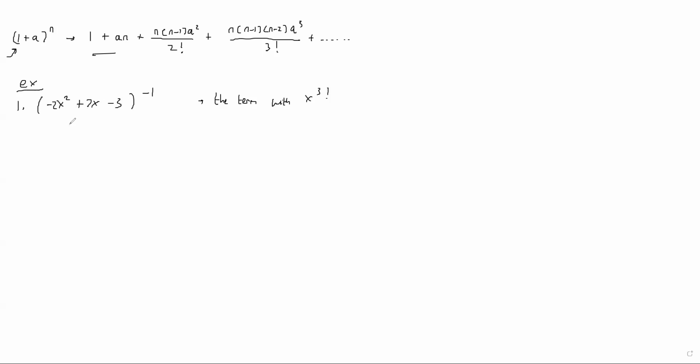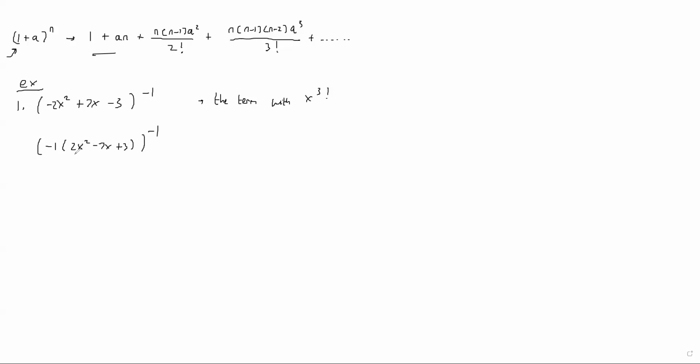Well, there's a negative right here, so we can actually try to take out the negative outside. So we're going to end up with bracket -1 bracket 2x squared minus 7x plus 3, and then everything to the power of -1. We can do that to make things easier. Now, we just need to factorize the bracket here.